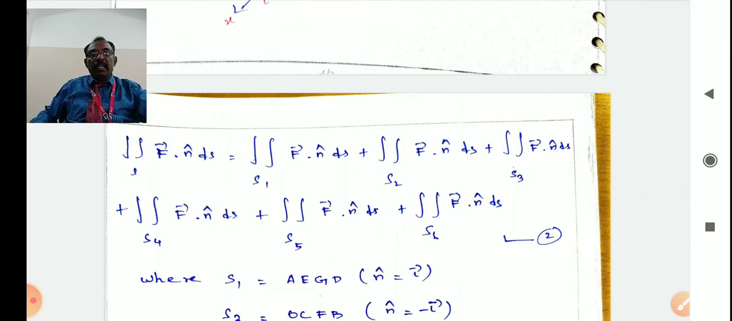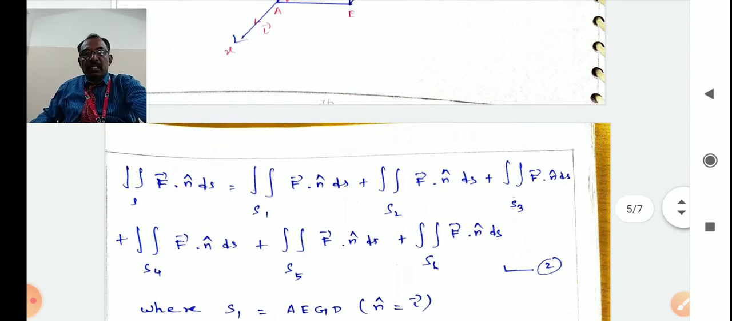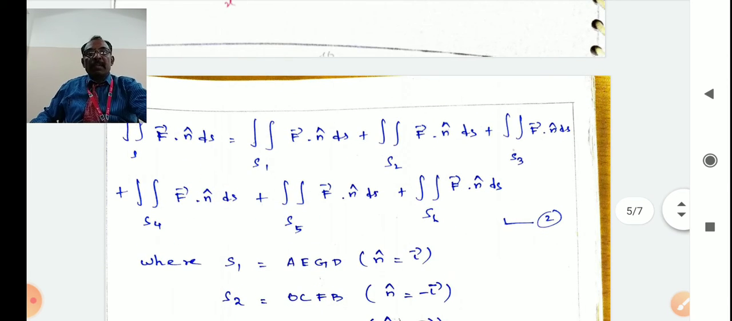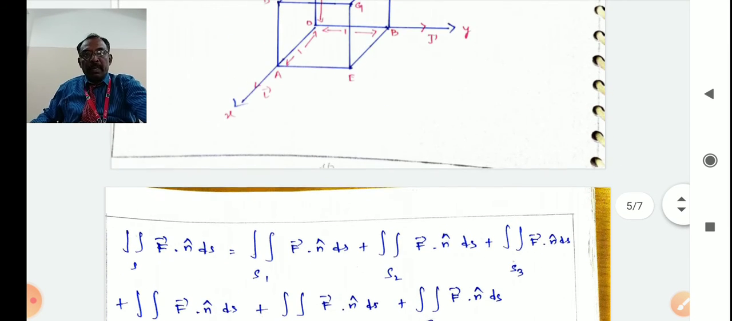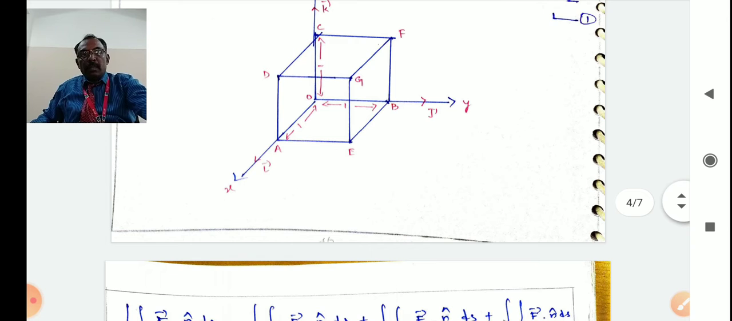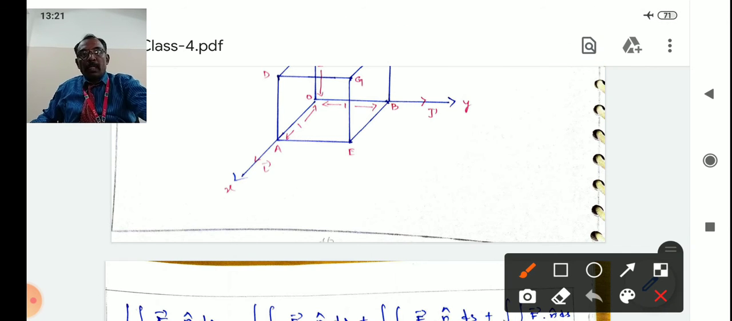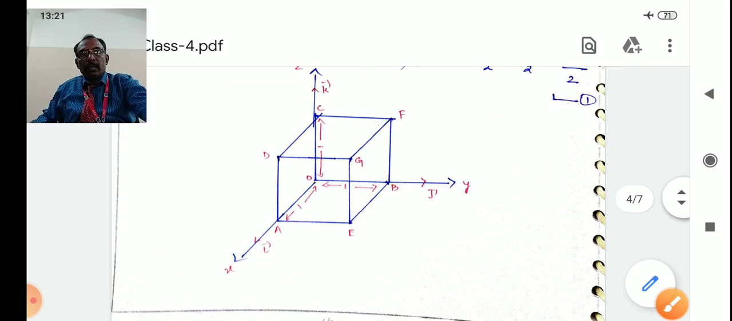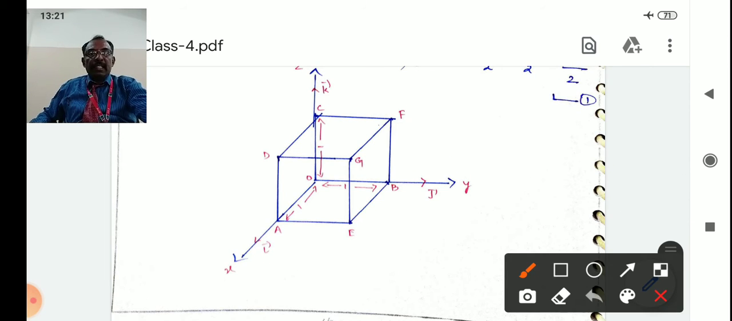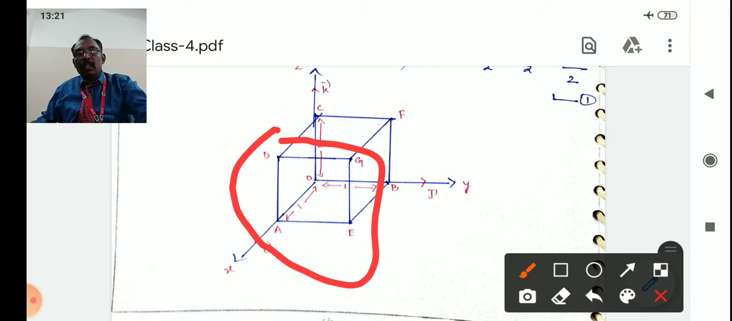This is LHS, double integral over S of f vector dot n cap dS. So in this problem we have 6 surfaces, represented by S1, S2, S3, S4, S5 and S6. So where is S1? S1 is very clear, AEGD, the front face of the cube. Here n cap value is very clear. This looks like a square that lies on the x-axis. So n cap is equal to i vector.